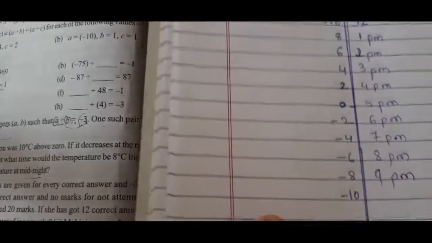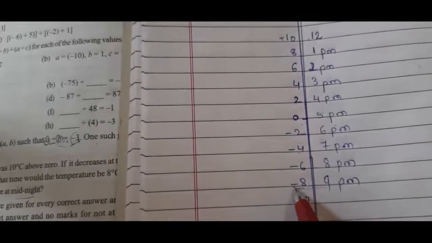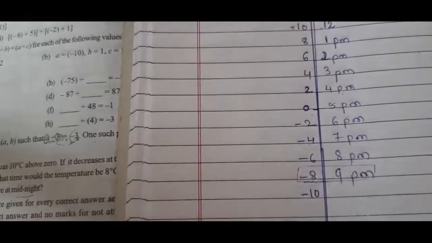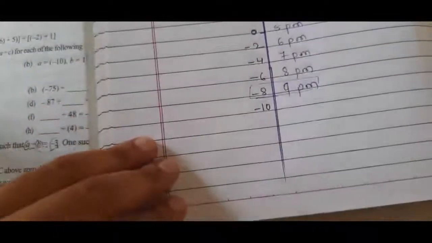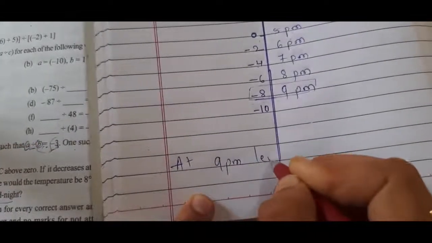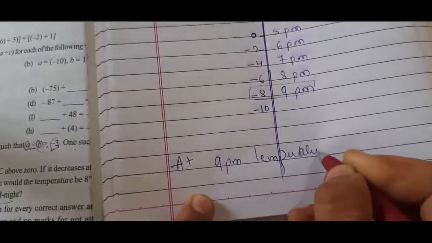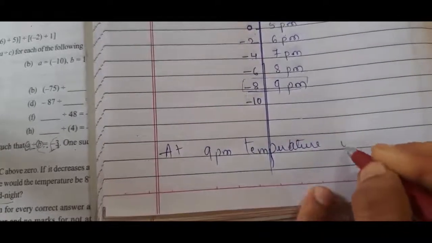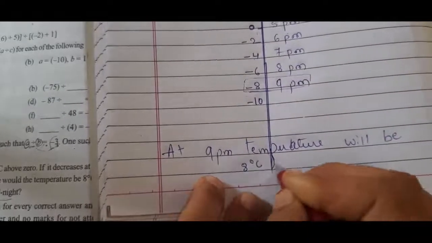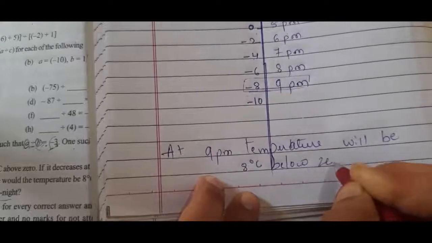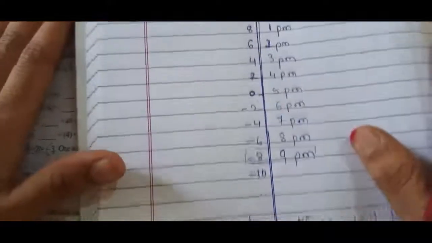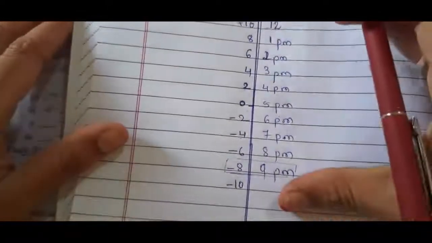Okay, see here, minus 8 degrees at what time will it be? At 9 p.m. the temperature will be 8 degrees Celsius below 0. At 9 o'clock, minus 8 degrees Celsius will be the temperature. This is shown on the number line.